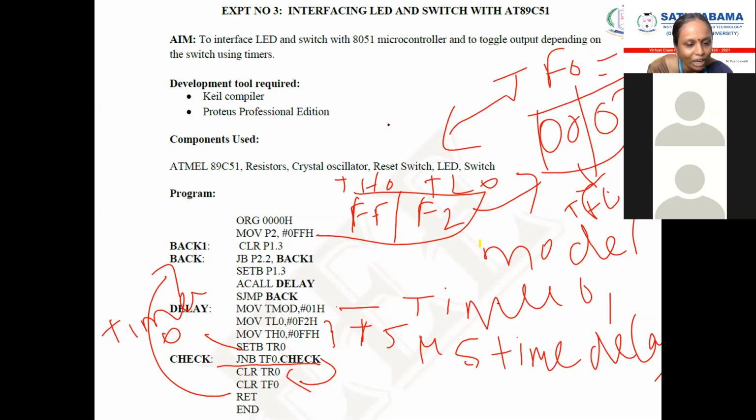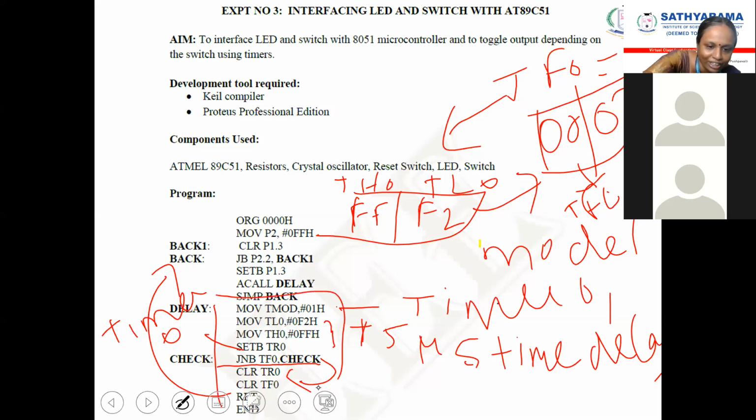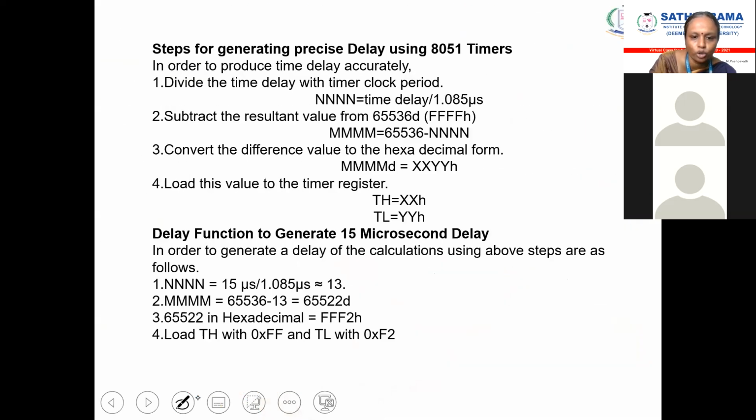I asked to create 1 millisecond. So the same program you have to write, but the TL0 and TH0 values will be changed. Am I correct or not? So how will it be changed? You just go to this program. Here I have to create 1 millisecond. So 1 millisecond divided by 1.085 microsecond. You have to calculate the n value.